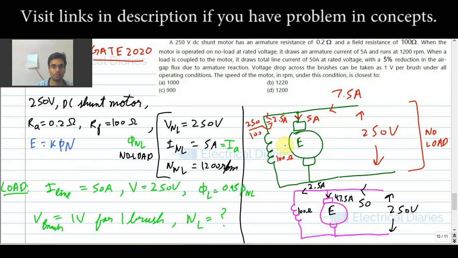Now let me say this is E1, let me say this is E2. E1 and E2 are unknown. I have been given the relation between the flux for the no load and the flux for the loaded conditions, and I have the speed at no load also, that is 1200 rpm. The only thing I don't know is the speed at the loaded condition, so that I can easily find out. The first step is I have to find E1 and E2. So this is the case for loaded.